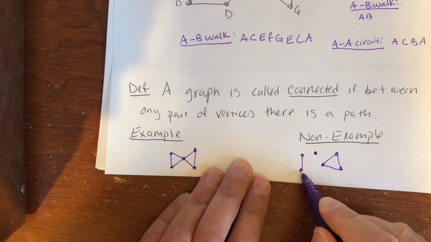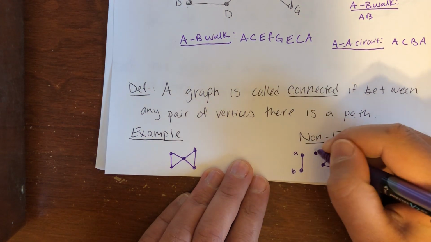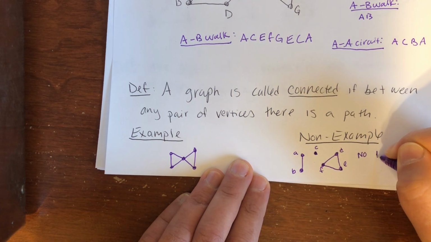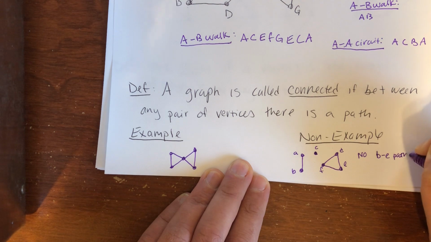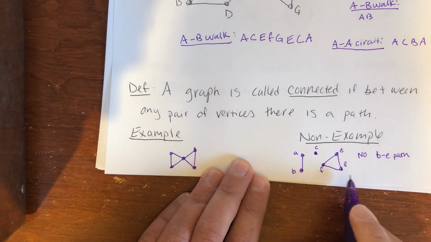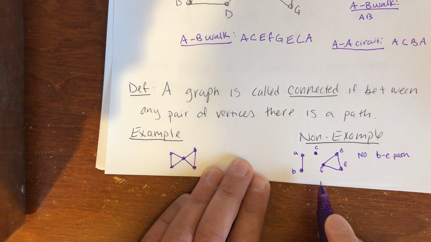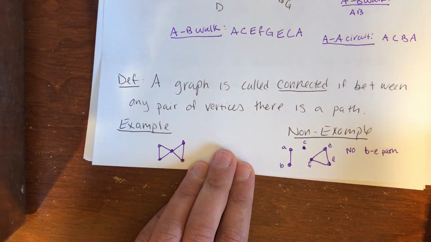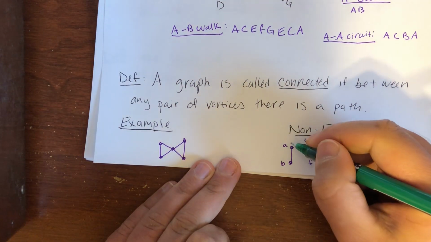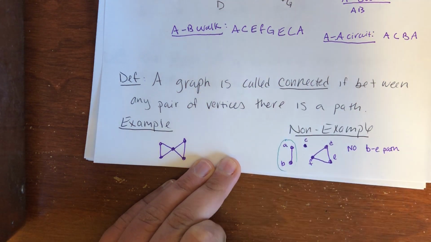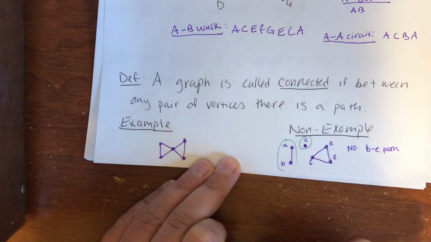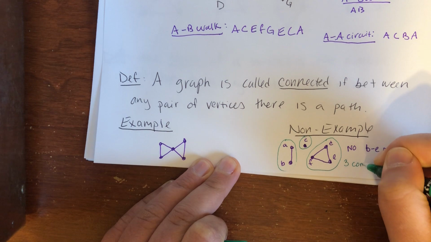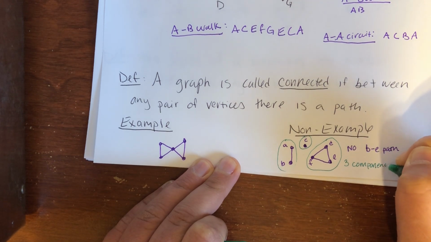Let's label our vertices here. There's no, let's say, B to E path. There's no path that's going to allow you to get from B to E because these two components are not connected. So we say this is a disconnected graph, and we say that it has three components. Namely, the components are this part right here, the AB part, the C on its own part, and then this triangular part here. So this is a disconnected graph with three components.